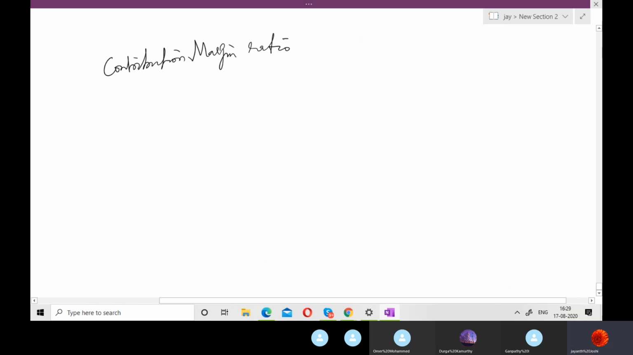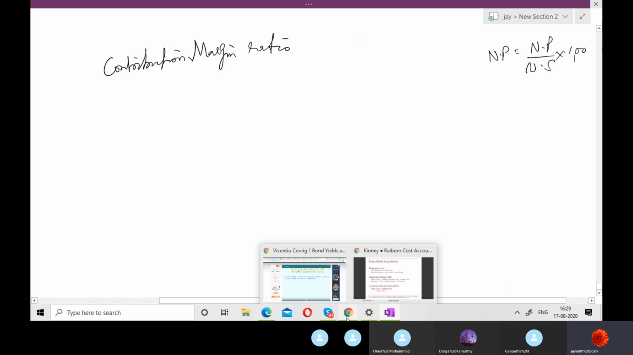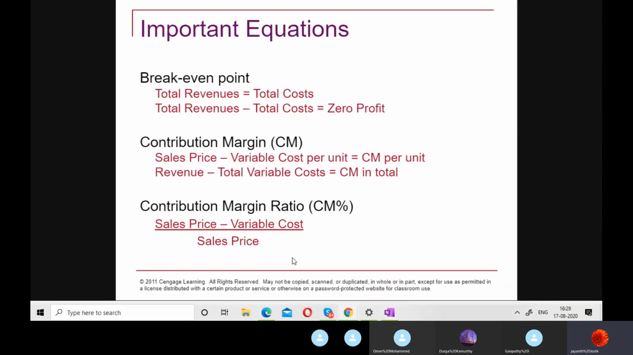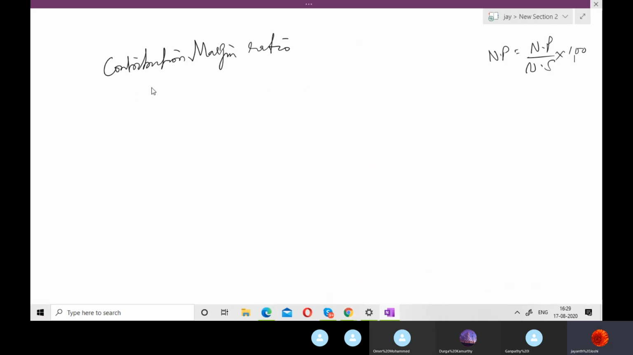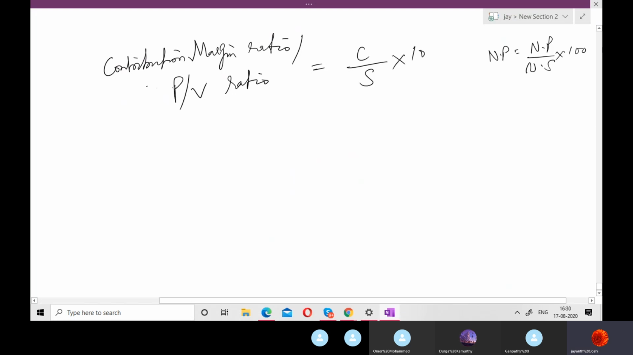Try to recall your ratio analysis concepts. In that you used to find net profit ratio: net profit by net sales into 100. So you used to compare all your profitability with sales. Here also you're not doing something different. You are just dividing your contribution with sales. So contribution margin ratio or PV ratio, also called profit volume ratio, which some books use, is nothing but contribution by sales into 100.